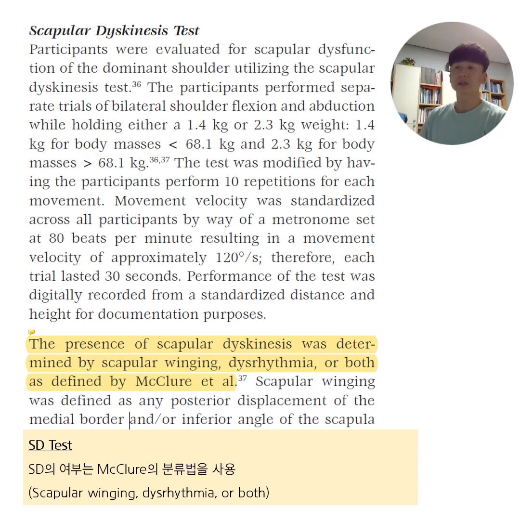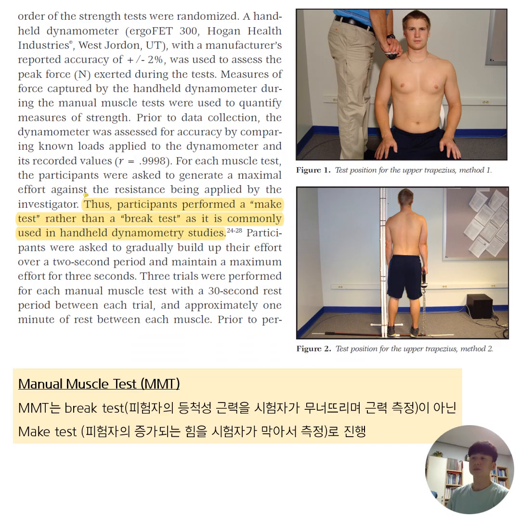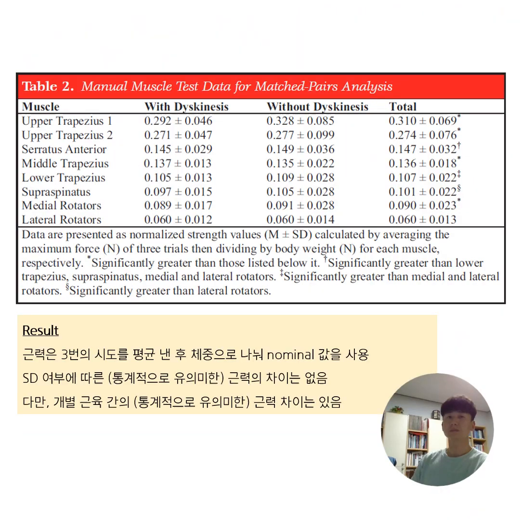To identify the SD, McClure's definition was used, which are scapular winging, dysrhythmia, or both of it. Manual muscle test was done by make test rather than the break test. Strengths are normalized by averaging the maximum forces of the 3 trials and dividing by body weight.